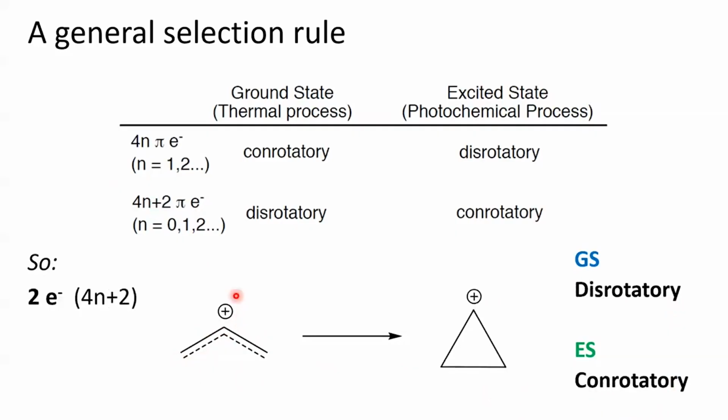Same example, but this time instead of a negative charge, we've got a positive charge. So if we consider our 1, 2, 3 pi electrons, we need to subtract 1 because one of those orbitals is now empty, designated by the positive charge. So this contains 2 electrons, which comes under the 4n plus 2 pi electron rule, where n is equal to 0. That means under heating, it's going to be a disrotatory pathway. If you were using light, it would cyclize by a conrotatory pathway.